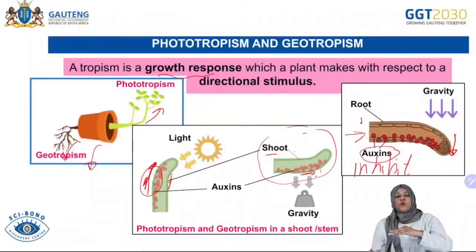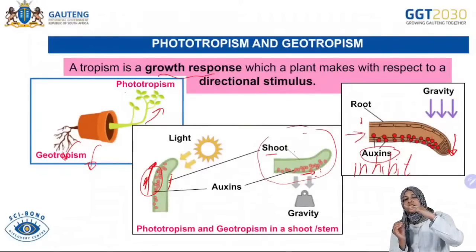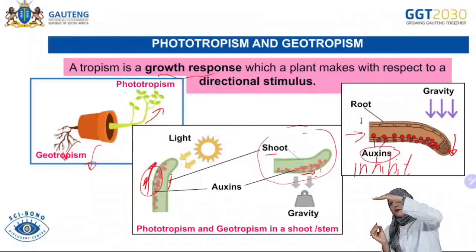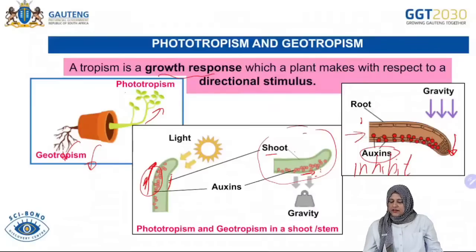Now, this part here where the auxins are at the bottom of the root is going to grow much slower than the top, because remember, auxins are inhibiting the growth. So it's going to grow slower, and this one is growing much faster. Therefore, it's going to push it down and make this root grow downwards towards gravity.